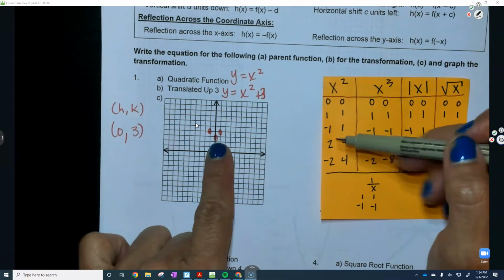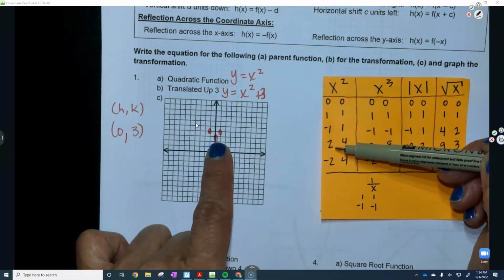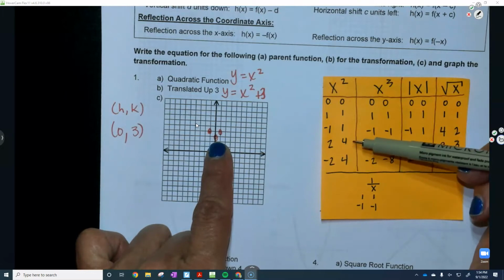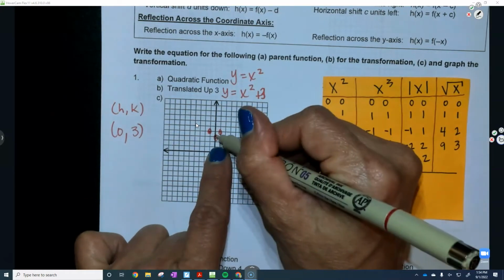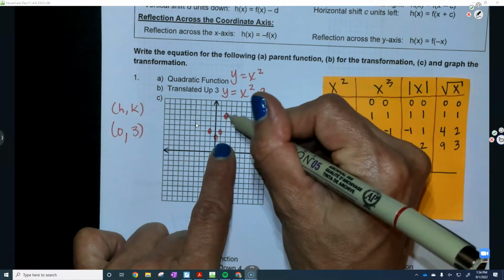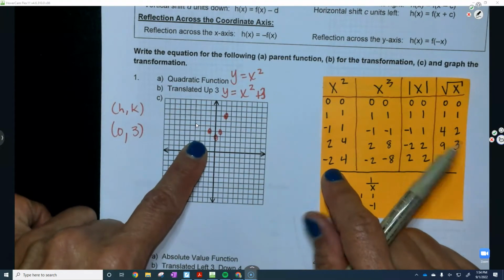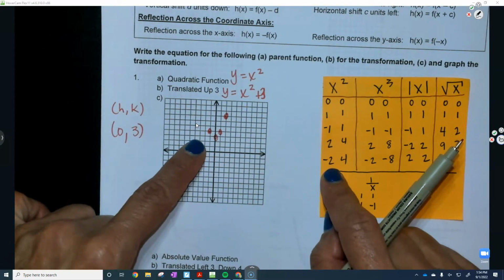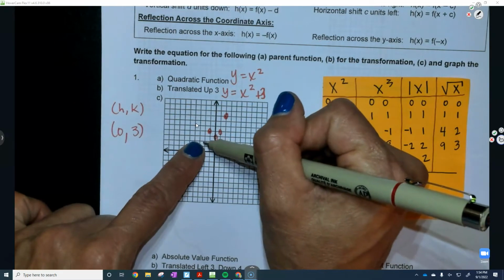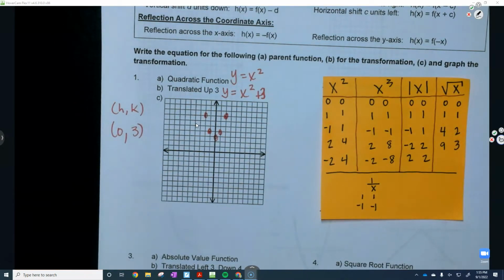And then the next thing we're going to do is go 2 places to the right of the vertex. What's 2 times 2? 4. So we go over 2 and up 4. 1, 2, 3, 4. Same in the negative direction from the vertex. We're going to go 2 places to the left. -2 times -2 is positive 4. So there we are with the shape of our graph.